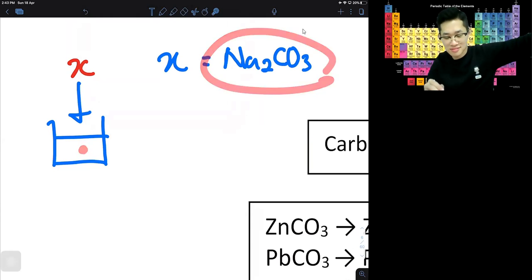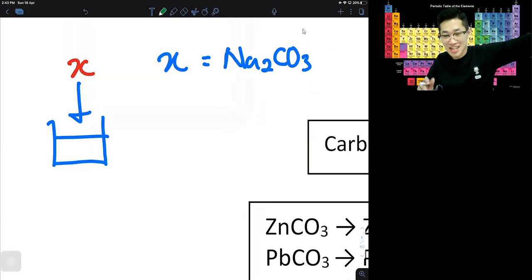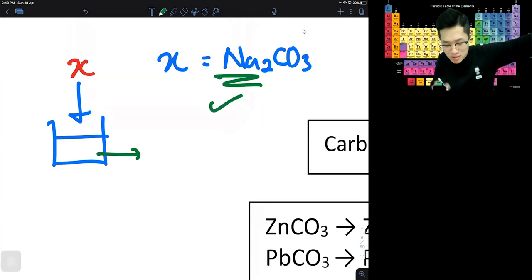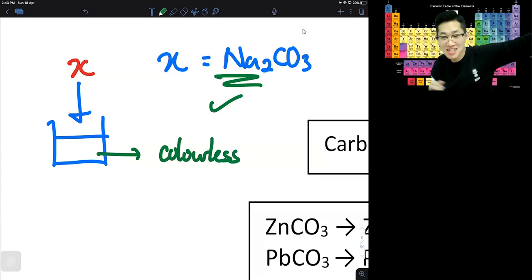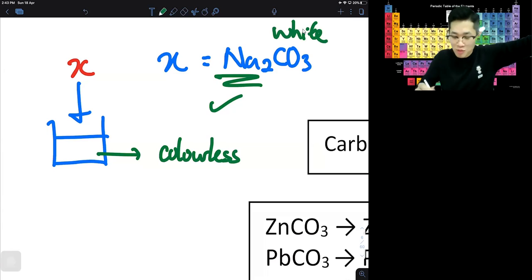Quite smart, huh? Yes, it has sodium, so it dissolved. And then what can you observe after it dissolved? Color. You see, I get white again. It's colorless. Not white. The salt is white, but after you put it into water, it's a colorless solution.